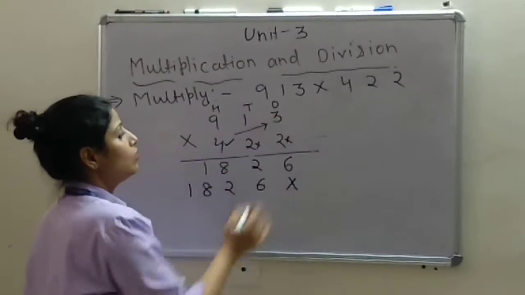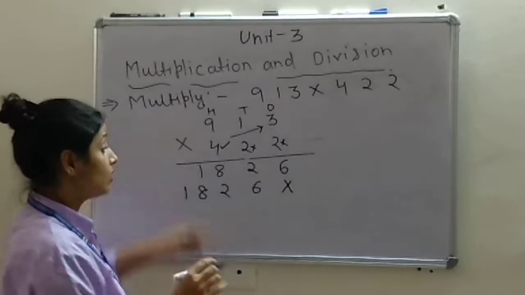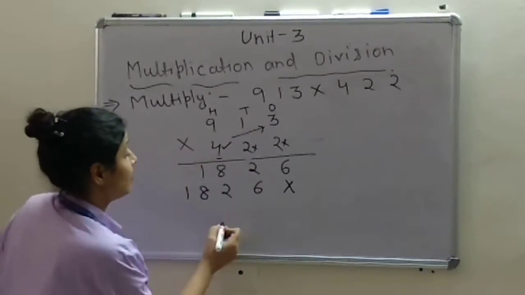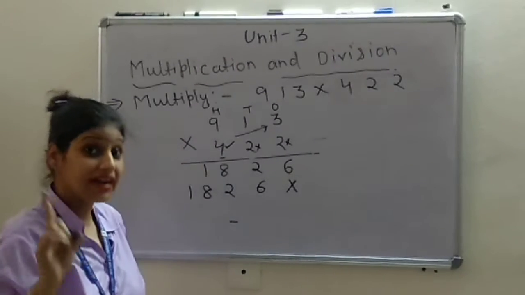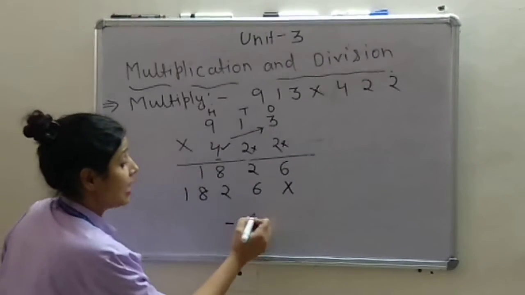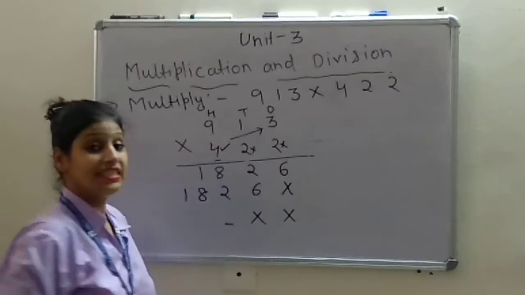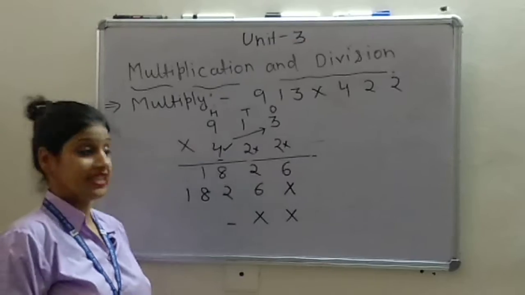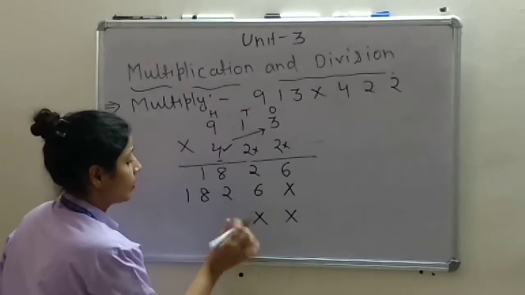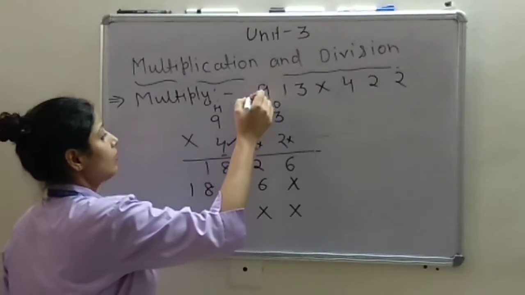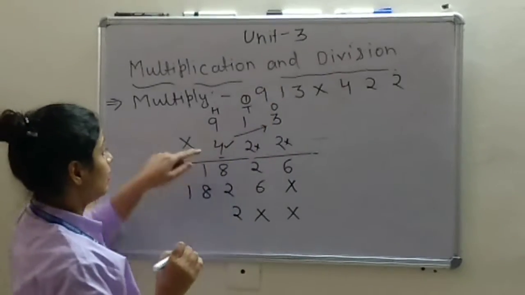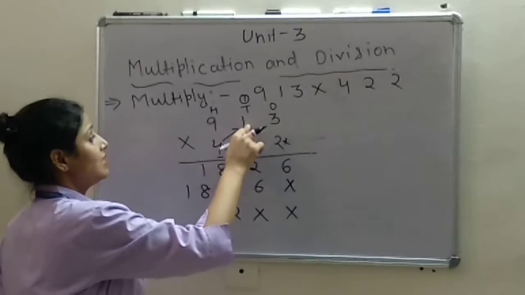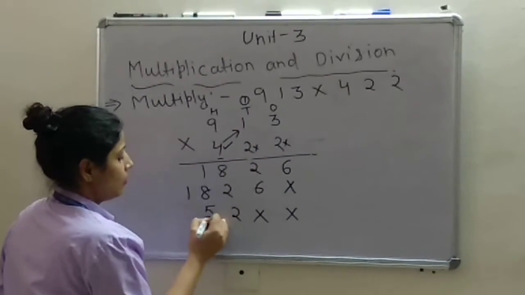Now first 4 will go to the ones place. Before that, as we are going to start multiplying from the hundreds place, we will start writing the answer from the hundreds place. Now these ones and tens places will be crossed, as we are already done with them. So 4 threes are 12. 1 will be carried over. Now 4 will go to the tens place. 4 ones are 4 plus 1, 5.